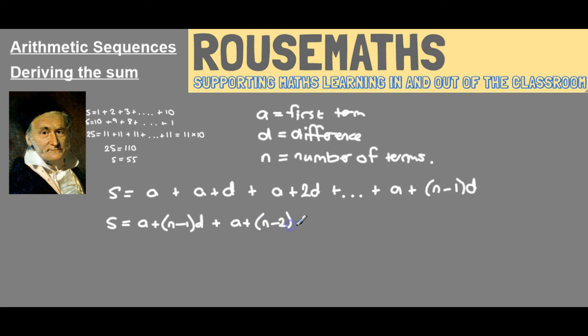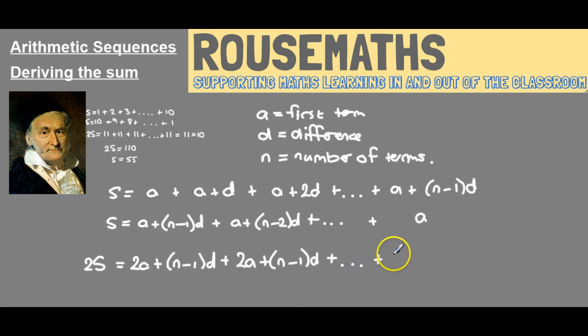If we write the same thing but backwards, the penultimate term would be a plus n minus 2 d, and so on. We end up with that. And what you notice, if you add these two together, you'll get 2s, and this term plus this term will be 2a plus n minus 1 lots of d. The next term, this one here and this one here, would also be 2a plus n minus 1 lots of d, and that will continue all the way to the nth term.